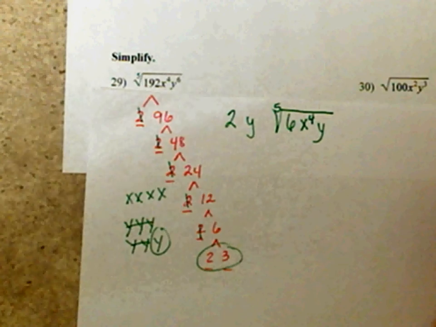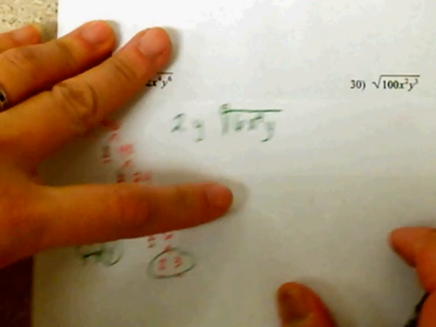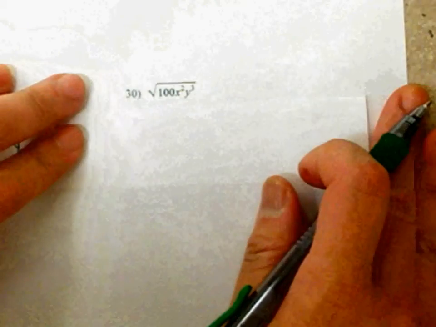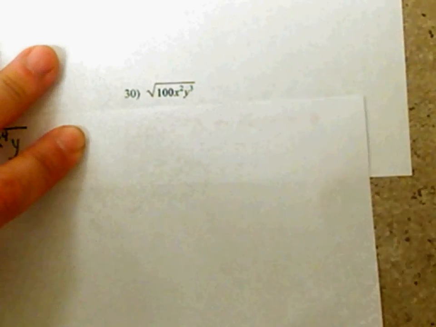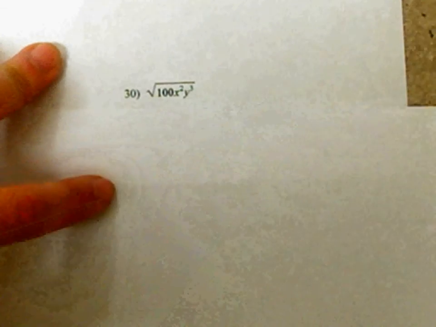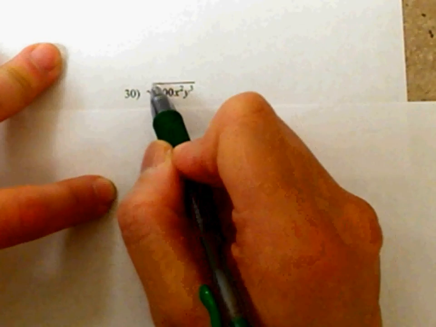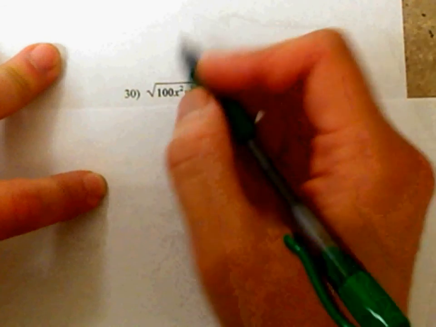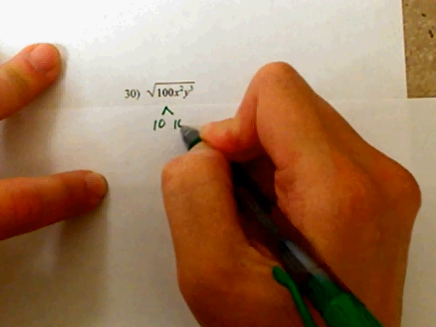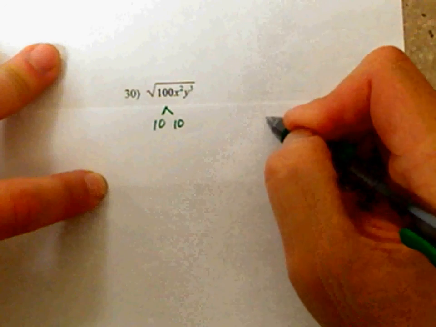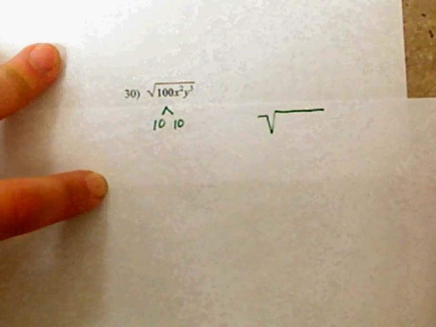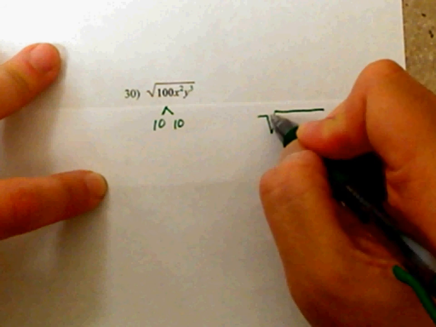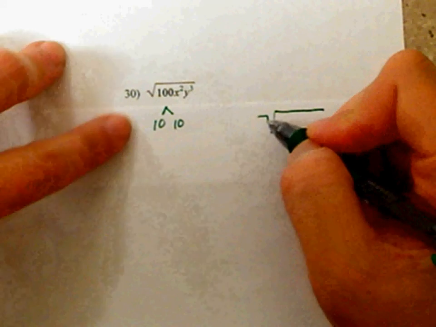Let's look at number 30. On number 30, if you will notice, okay, this is a square root. It's an understood 2. Is 100 a perfect square? Yes, it's a perfect square of 10 and 10. So what do you want to do? Okay, draw your square root sign. You can write a 2 there or you don't. What is 100 a perfect square of? It's a perfect square of 10.